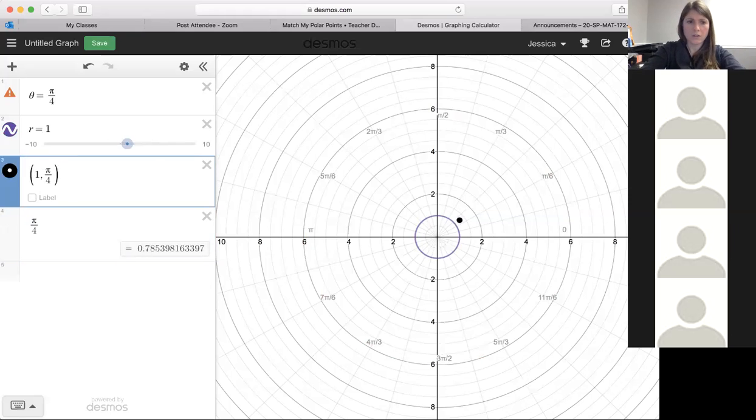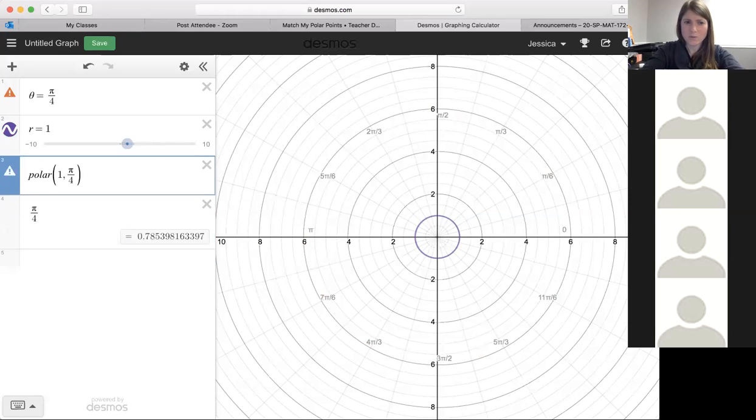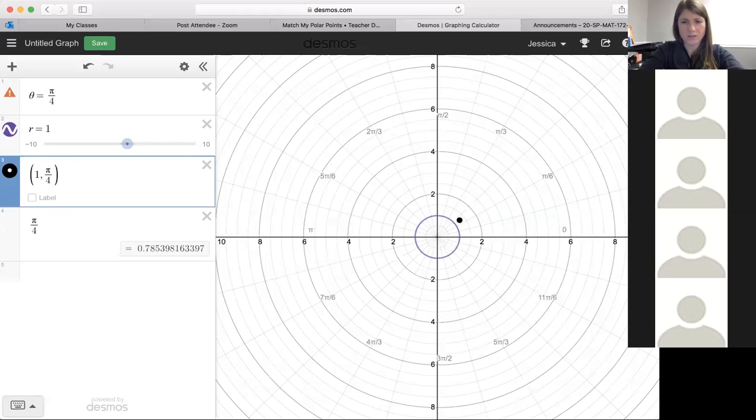Okay, so Desmos doesn't understand this idea that I want it to be polar. All it knows is to plot the point. It's kind of like it's plotting the point in the rectangular system and overlaying our polar grid, which I find a little strange. You have to do a little bit of behind the scenes coding to make that work.